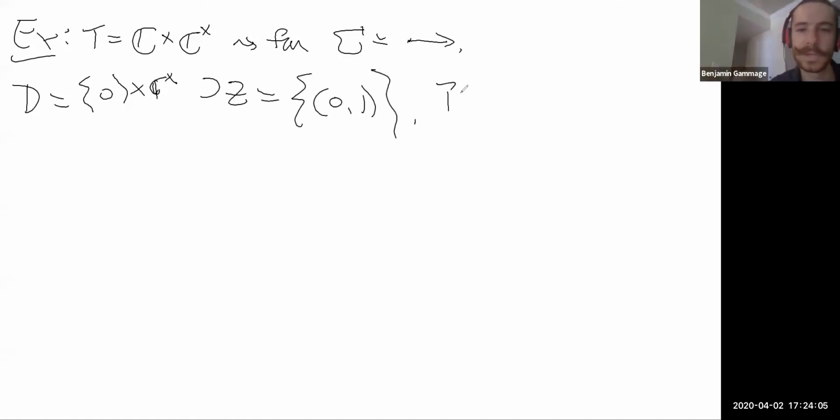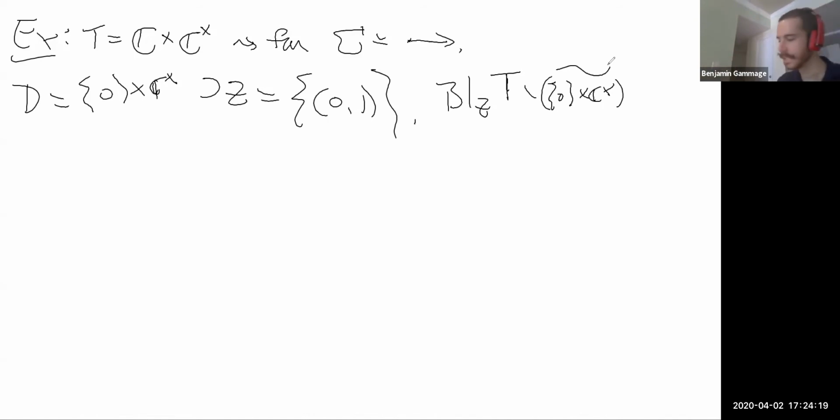So once again, what I do is I blow up my toric variety at this Z, and then I'm going to delete the proper transform of the toric boundary, which is just 0 times C star. Take the proper transform and delete it. And my claim is that this thing that you get is actually equal to C2 minus XY equals 1, this thing that we started with.